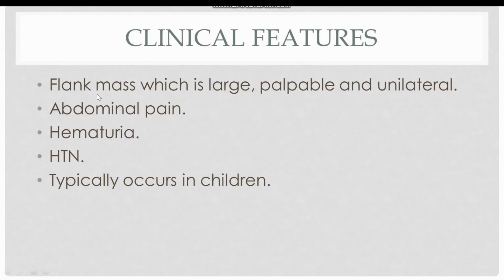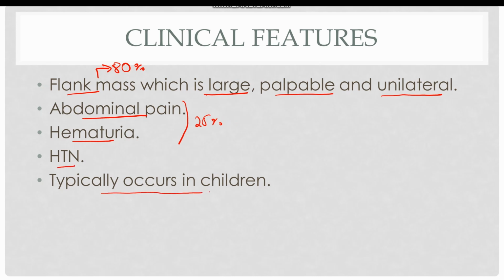The children typically present with a flank mass, which is large, palpable, and mostly unilateral. So the flank mass is present in almost 80% of the cases of Wilm's tumor. There could be a history of abdominal pain and hematuria, which are present in almost 25% of the cases of Wilm's tumor. There could be hypertension, and the tumor typically occurs in children less than 5 years of age.